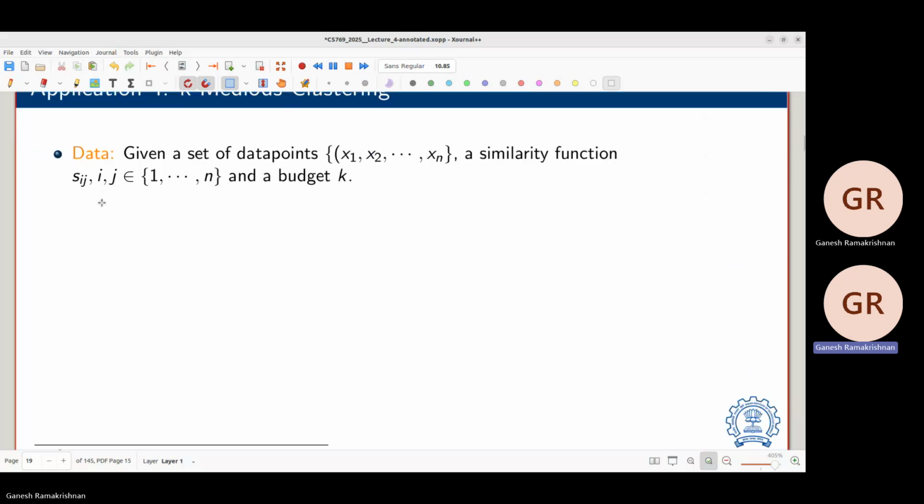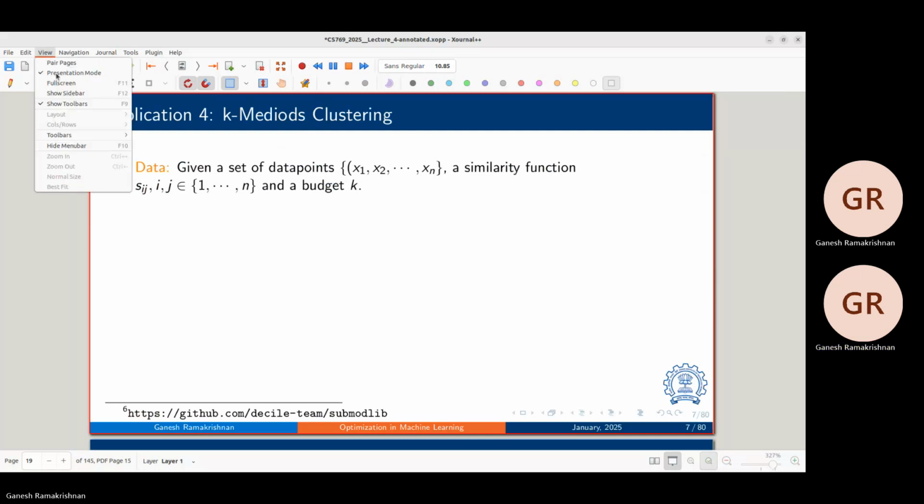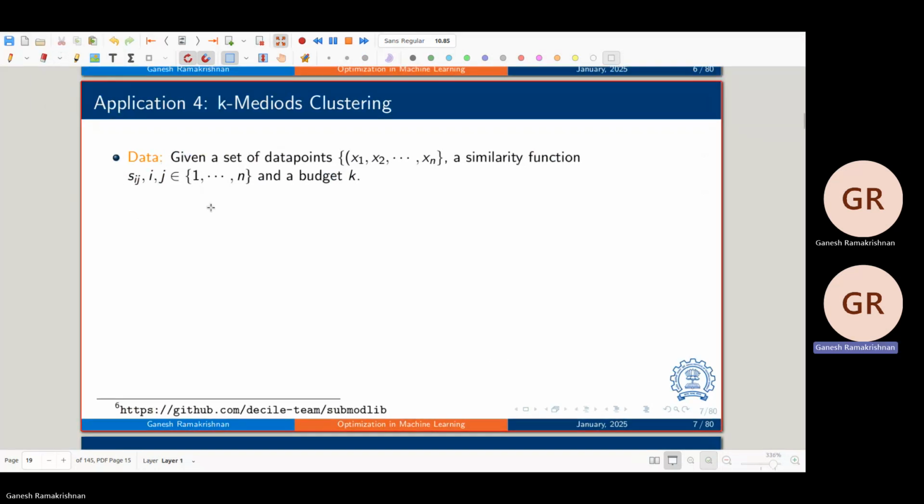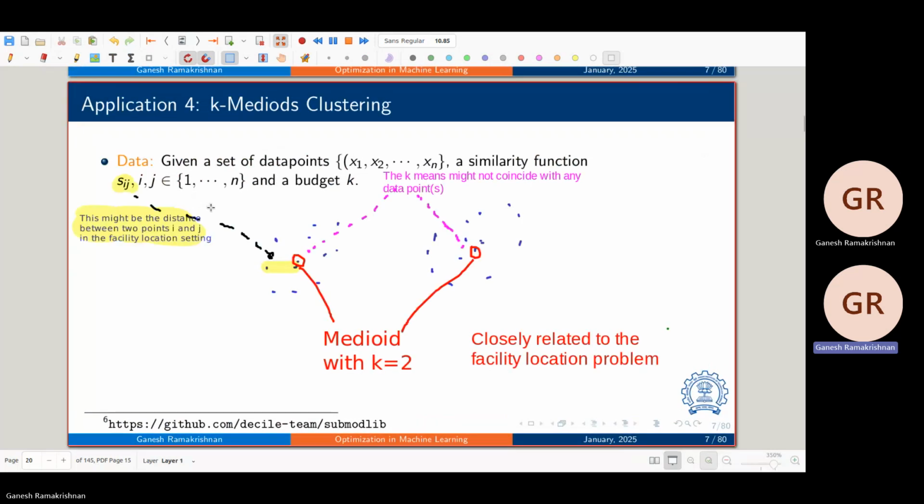So given a set of data points and a similarity function, Sij between pairs of points, and I have a budget, which means I can't be selecting more than k points. For example, there's a budget on the number of warehouses. So Sij is the distance between two pairs of points. For example, when I'm trying to locate a facility, these are the set of cities, or locations where people are based. And I'm trying to identify 2 places where warehouses should be set up.